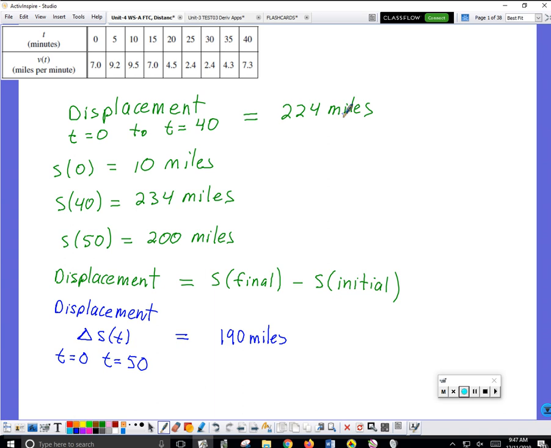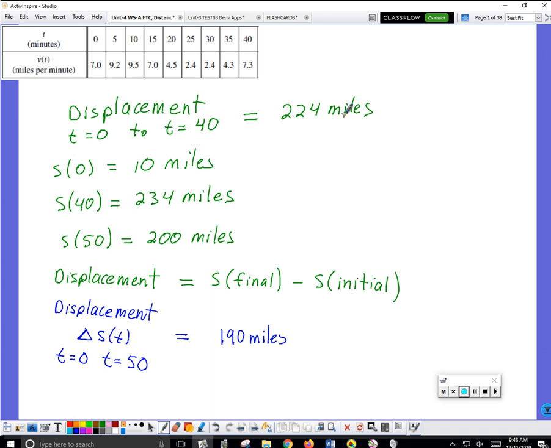Questions? Okay, awesome. We talked about how displacement can be positive or negative. So we can use the value of the displacement to figure out whether the particle, object, whatever, airplane, ended up moving to the right or to the left.